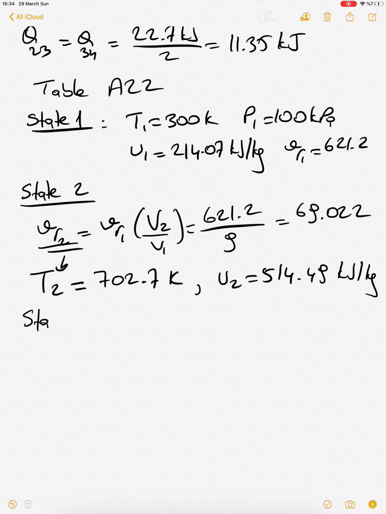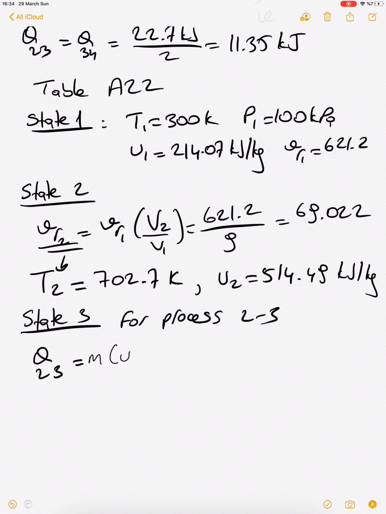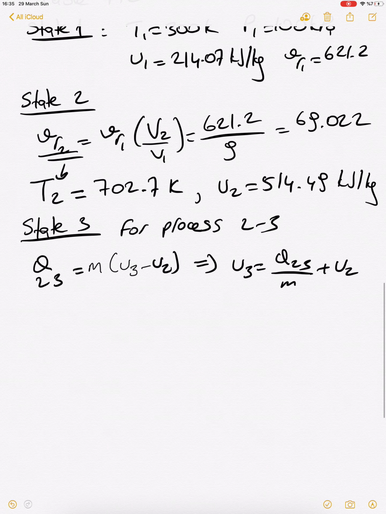Now state 3. What we know for process 2 to 3 is that Q23 is equal to M (U3 minus U2), which means that U3 is equal to Q23 divided by M plus U2. Okay, so this is what we know related with this.